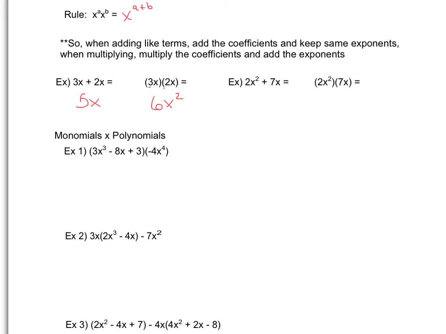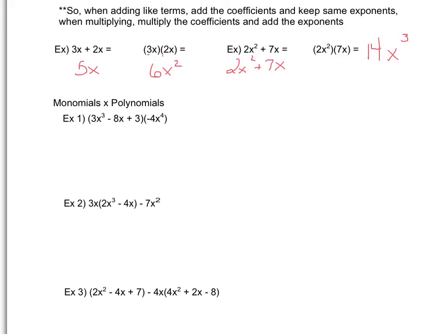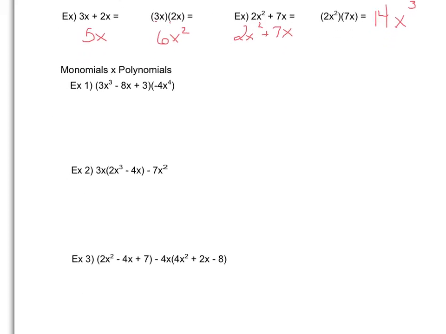Remember, if we're not like terms, we can't add them. So 2x squared plus 7x do not have the exact same variable part, so I have to keep them separate. I don't have to worry about that when multiplying. 2 times 7, if I multiply my coefficients, is 14. x squared times x is x to the 2 plus 1, or x cubed. So again, I don't have that block, so to speak, that says I can't do things because I don't have like terms. So now I'm moving into these multiplying monomials by polynomials now that we've got some of the basics down.